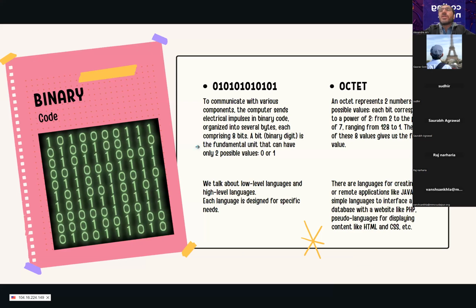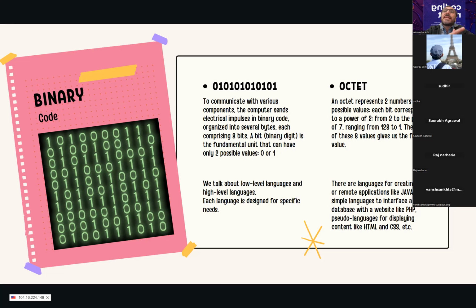Next, you have to understand that when you are coding something, all the data and all the programs you write are coded in binary. Binary is the way the machine understands the instructions you give it. To communicate with various components, the computer sends electrical impulses in binary code, organized in several bits. A bit, a binary digit, is a fundamental unit that can have only two possible values, 0 or 1. It means either it's wrong, 0, or it's true, 1.